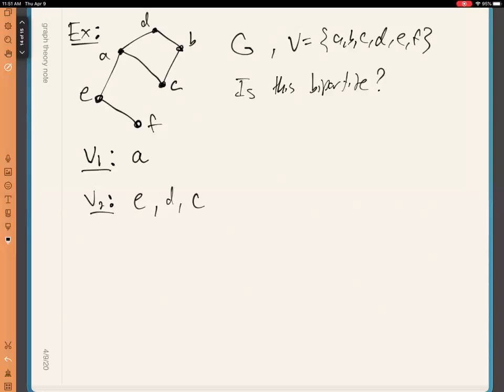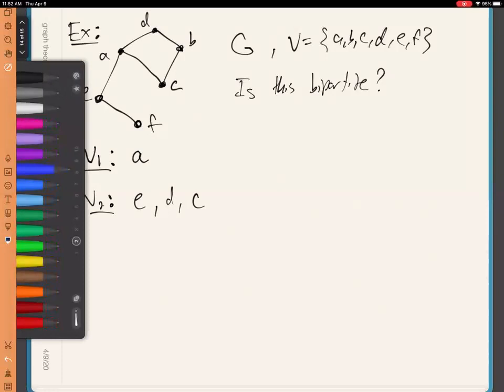Right. And so, well, notice that there's no connection between E and D. There's no edge connecting E and D. There's no edge connecting D and C. And there's no edge connecting E and C. And so there's currently no contradiction. So we're on the way to guessing that maybe this is bipartite.